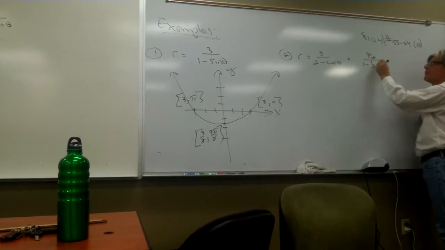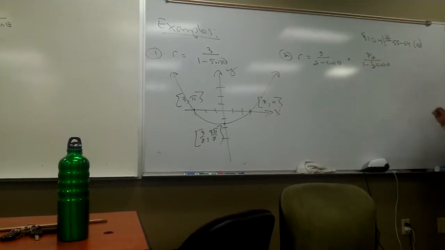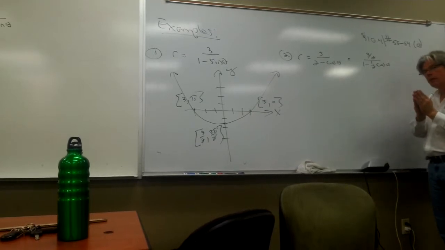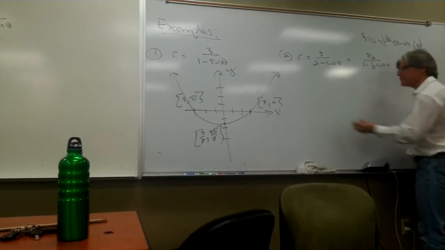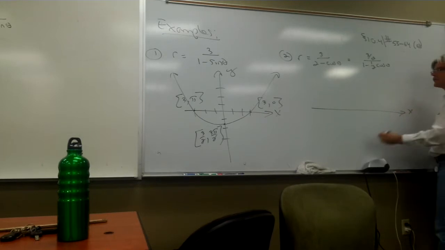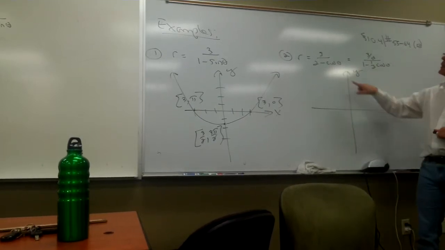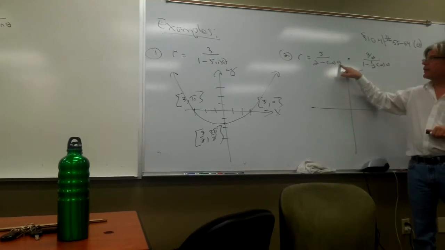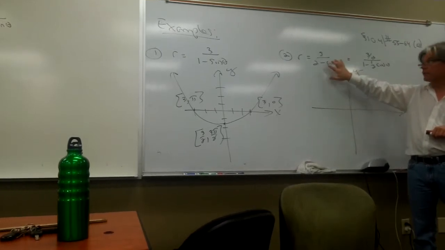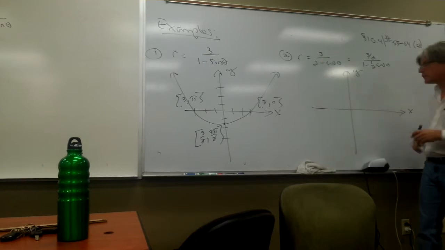Now the standard form, the eccentricity is less than 1. Therefore I get an ellipse. And here too, you guys, I'm serious. Watch how easy this is. X-axis, y-axis. If I look in the direction of pi halves or 3 pi halves, cosine is 0. The radial distance is just 3 halves.